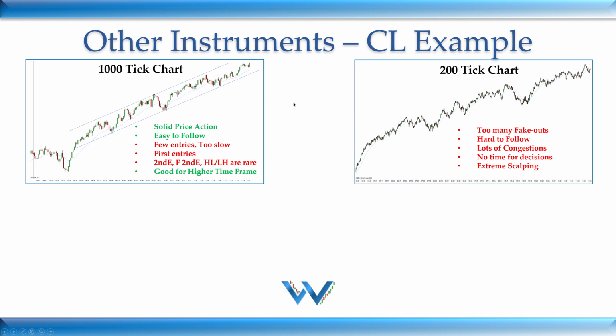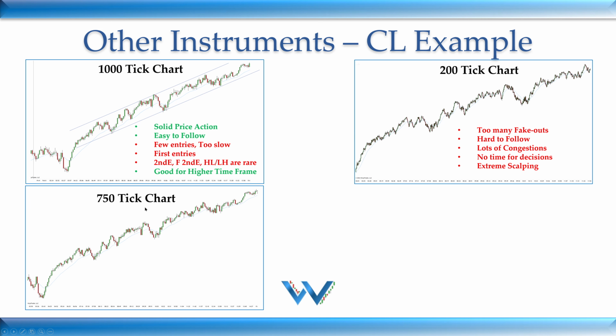So I need to find the medium. I'm going to lower my tick chart. I'm going to go to 750 tick chart. Okay, solid price action, still easy to follow, decent amount of setups, but it still feels a little bit slow.